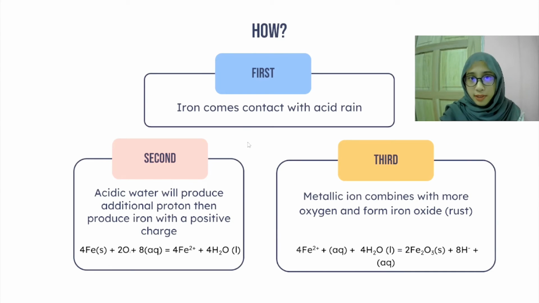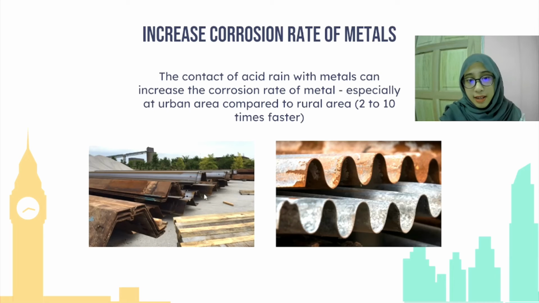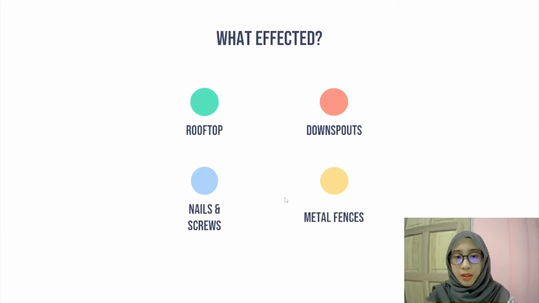So how is this process going to happen? It begins when iron comes into contact with acid rain, and then the acidic water will produce additional protons and it will produce iron with a positive charge. So this is the equation of the reaction. And then the metallic ion combines with more oxygen and forms iron oxide, which is rust. These are the examples of rust.